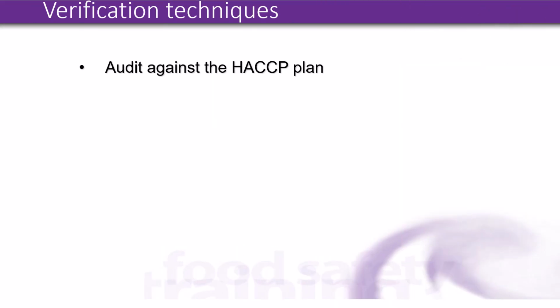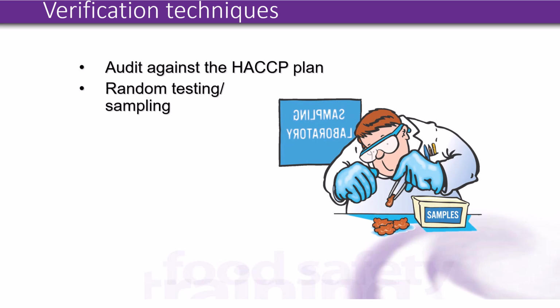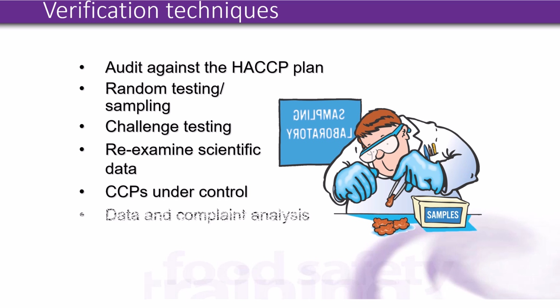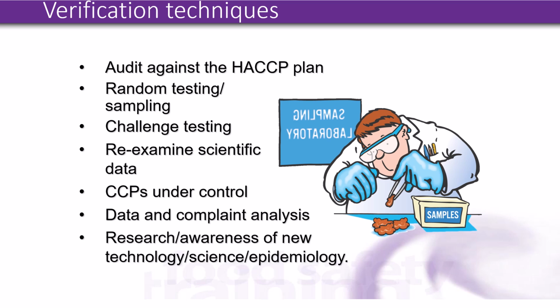Verification techniques, you need to audit against the HACCP plan. You can use random testing or sampling, challenge testing, re-examine scientific data, make sure the CCP is under control, data and complaint analysis, research, awareness of new technology, science, and epidemiology.